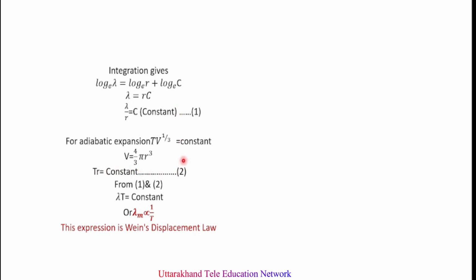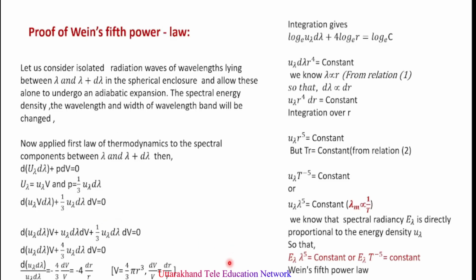So now we compare equation number 1 with equation number 2. Here lambda upon r is equal to constant, here T upon r is equal to constant. That means lambda and r have an inverse relation, or we can write lambda into T is equal to constant, or lambda is inversely proportional to the absolute temperature T. This is the expression for Wien's displacement law. Now after that we will derive Wien's fifth power law.